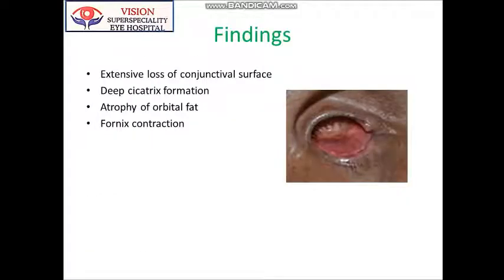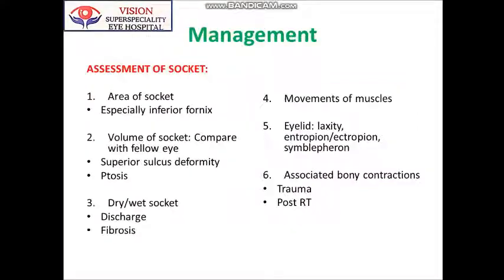Findings of a contracted socket include extensive loss of conjunctival surface, deep cicatrix formation, atrophy of the orbital pad and fornix contraction. So, management includes assessment of the socket. The area of the socket should be assessed, particularly the depth of the fornices, especially the inferior fornix, which has to support the prosthesis. Volume of the socket is assessed by noting the relative depth of the socket compared to the fellow eye.